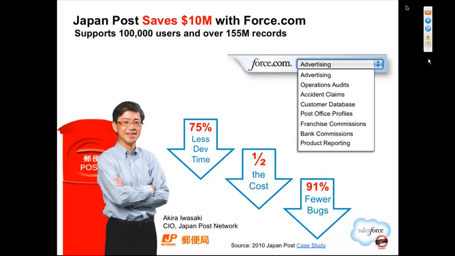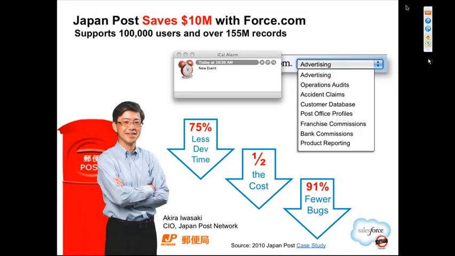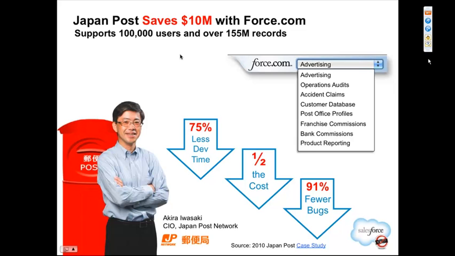One of my favorites is probably Japan Post, and Japan Post at this point remains one of the largest customers across all of the CRM customers, but also one of the largest platform customers. They're deployed with well over 100,000 users using 8 major applications. You can see the applications that they've built, ranging all the way from operations audits to accident claims, bank commissions, product reporting. They estimated about a 75% reduction in the time it took to build those applications and get them live, about half the cost of on-premise development, and perhaps even more important were the qualitative benefits that they got in 91% fewer bugs in the custom apps that they rolled out.